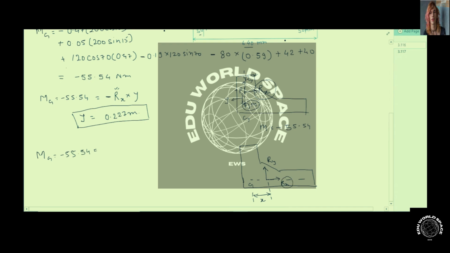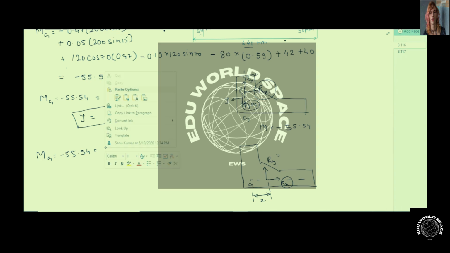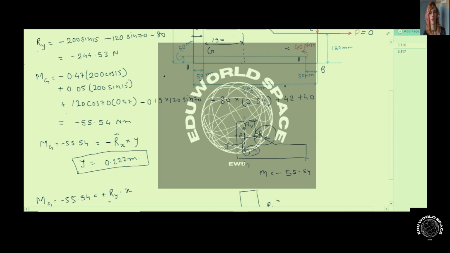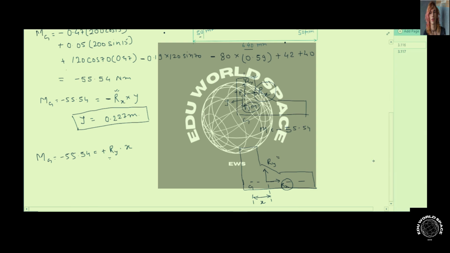This should be equal to the total moment due to this force system. Now since the Rx component of this resultant force is already passing through G, the moment effect due to the component Rx will be 0. The only effect will be due to Ry. Since this Ry is causing a clockwise couple, we will use here plus sign Ry multiplied by the distance x. Now Ry is already calculated above, and this is here minus 244.53. So we can use this value and get the value of x, and this x comes out to be 0.364 meter.